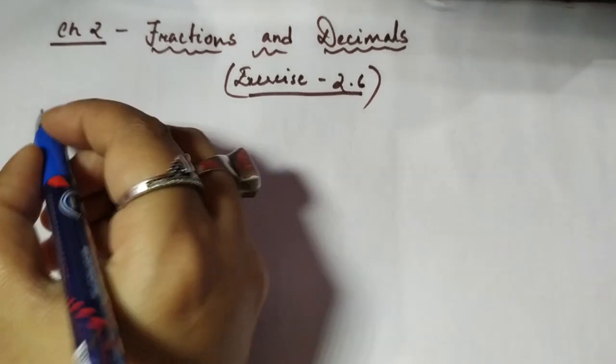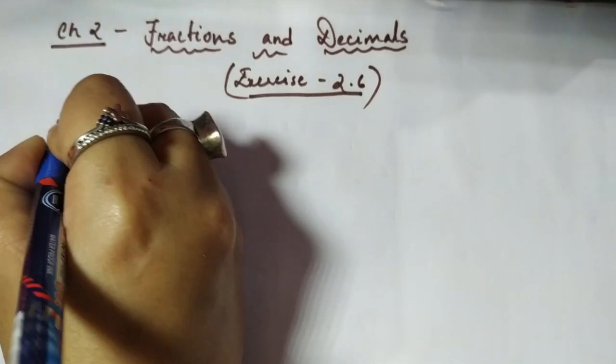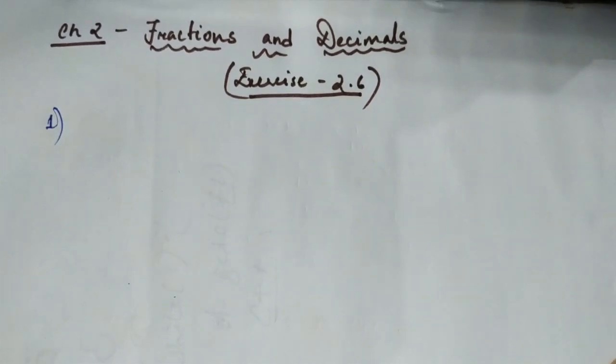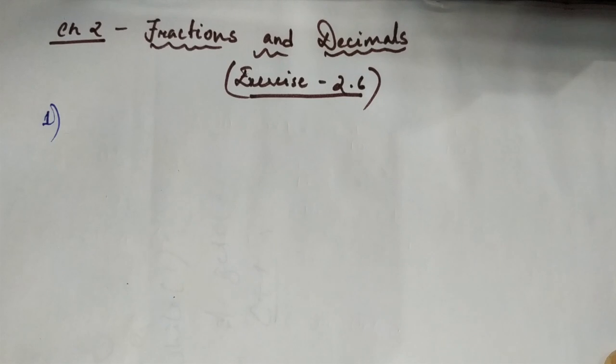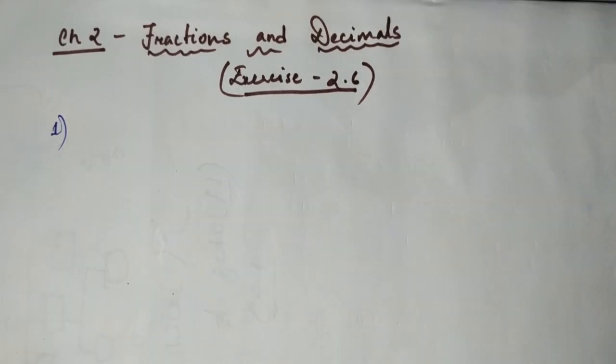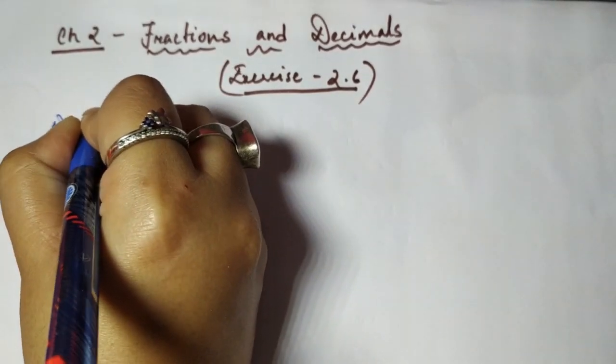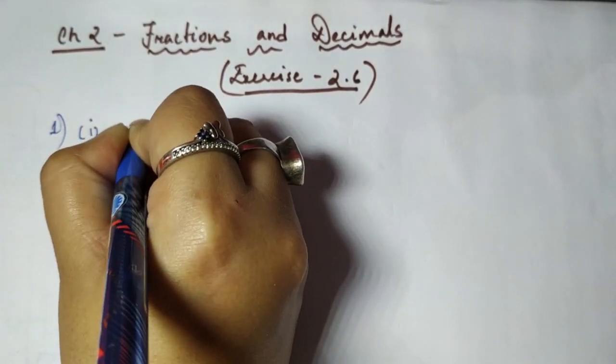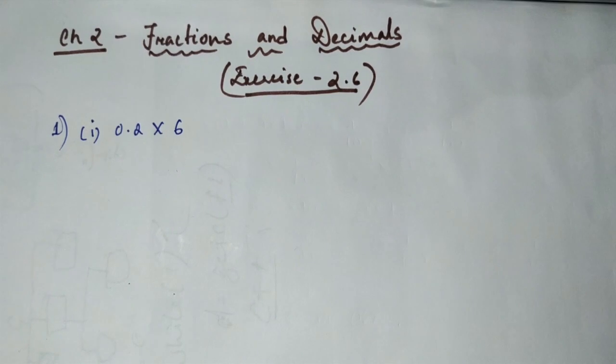So first one is question number 1. There are many questions where you have to find. Find means you have to multiply. A few sets of decimal numbers are given, so let us see what is given here. Question number 1 is 0.2 into 6. Now how will I multiply this? What you have to do is, please see, it's very easy.